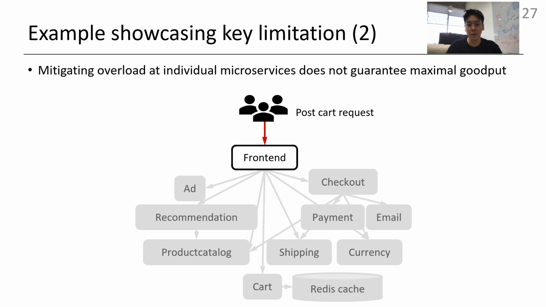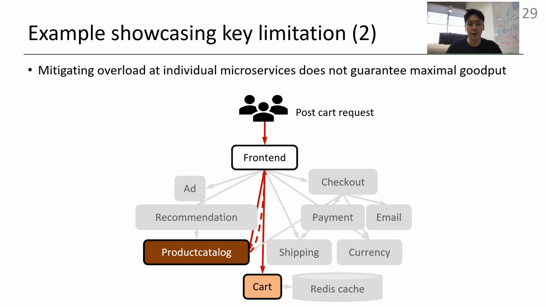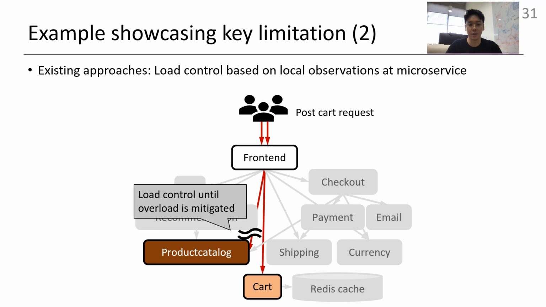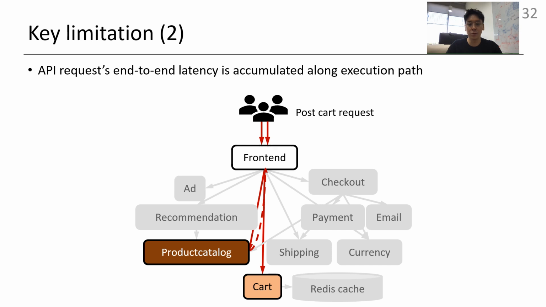Now, the second key limitation is that mitigating overload at individual microservices does not guarantee maximal throughput. For illustration, here is a post-cart request that first calls the product catalog service, receives a response, then calls the cart service. Let's say the product catalog service is experiencing overload, where the existing approach detects it by local observations. They will load control until the monitored measurements satisfy predefined thresholds. Such an approach will satisfy local conditions at the individual service.